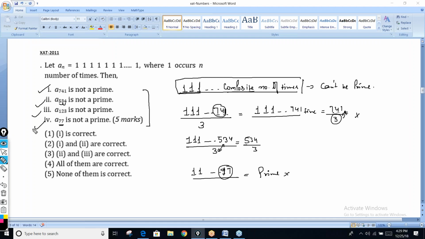So what is the option? It's not a prime, it's not a prime, it's not a prime, it's not a prime. Yes, all of them are correct statements. None of them is a prime. So what is the answer? The answer is the fourth one. Okay, come to the next one.